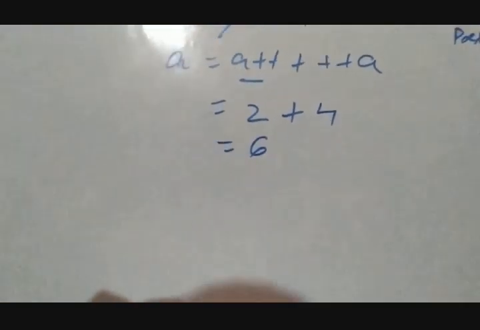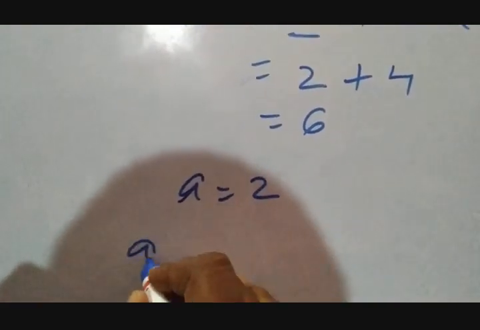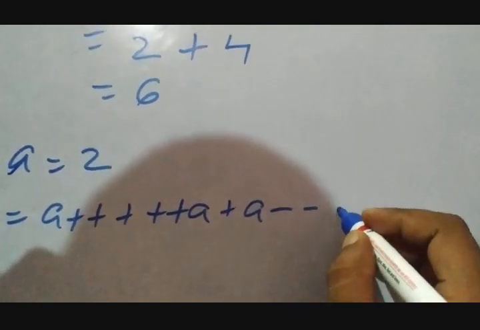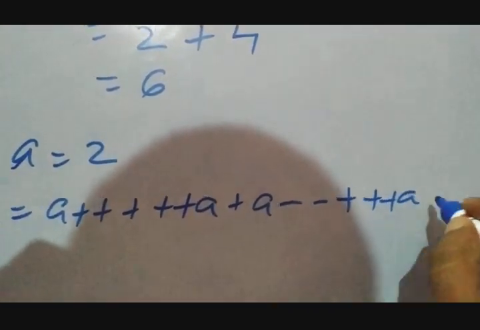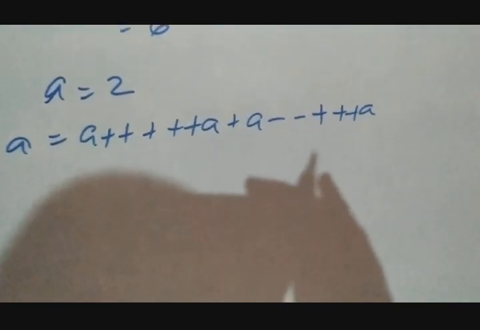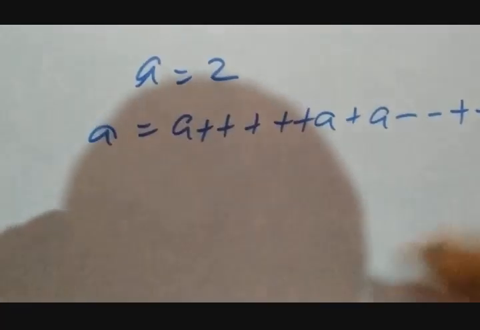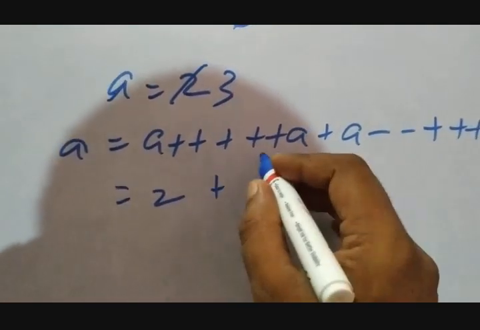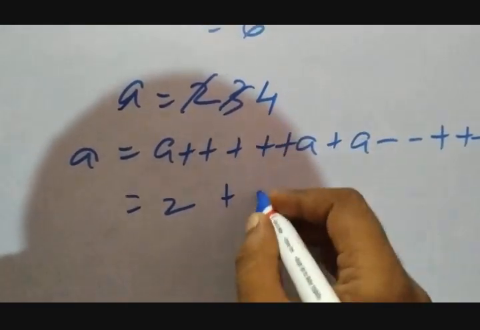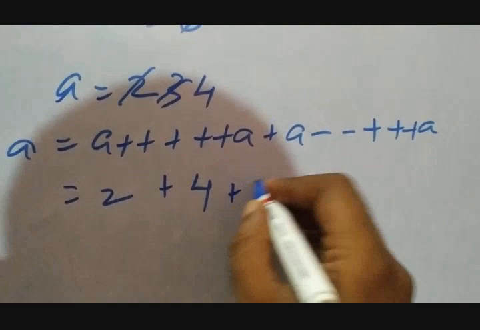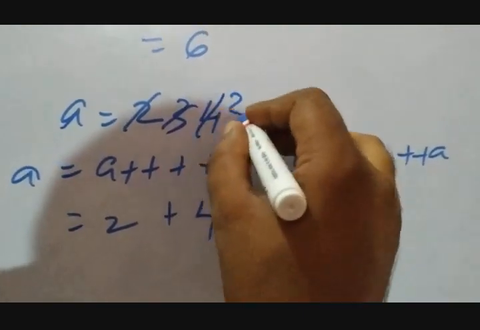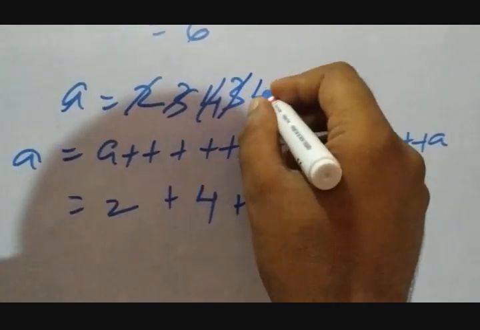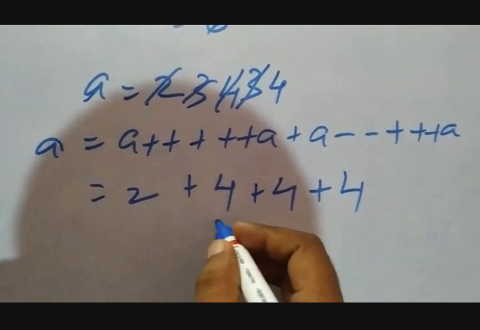Are you getting it? Now a = 2 again, a = a++ + ++a + a-- + ++a. Alright, now suppose this is the condition. Now here a++, use then change, ++a, change then use, a--, use then change, ++a, change then use. 4, 4, 8, 16, to 18.